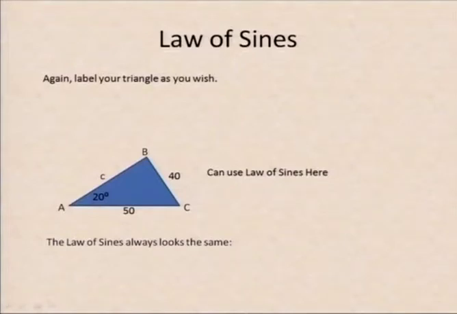So you can use the law of sines here because you've got a 40 and the angle opposite of 20. The law of sines always looks exactly the same. Now I have seen some books that put the sides on the top, little a over sine A, little b over sine B, little c over sine C. However you do that is fine, as long as the ratios are looking the same as you go through from one to another. The sine of angle A divided by the length of side A is exactly the same as the sine of angle B divided by the length of side B, which is also the same as the sine of angle C divided by the length of side C.